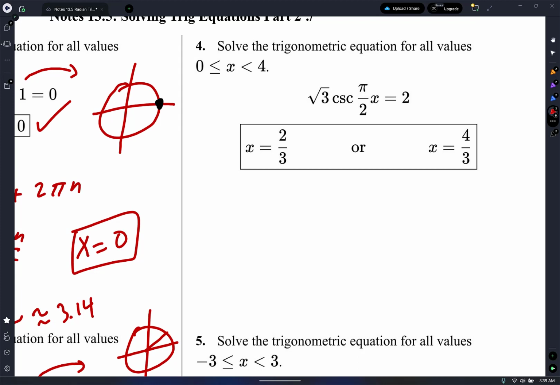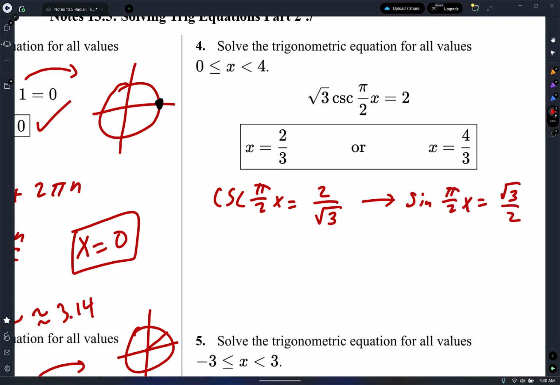I have square root of 3 cosecant pi over 2x equals 2. I got to get rid of the square root of 3, so I do that by dividing. So I have cosecant of pi over 2x equals 2 over square root of 3. You can solve it like that if you want, but I think it's easier to do the reciprocal of cosecant. What's the reciprocal of cosecant? Sine. So leave the argument alone. That's a pi over 2x. So you're going to write sine and leave the pi over 2x alone equals square root of 3 over 2. Are we okay so far with that?